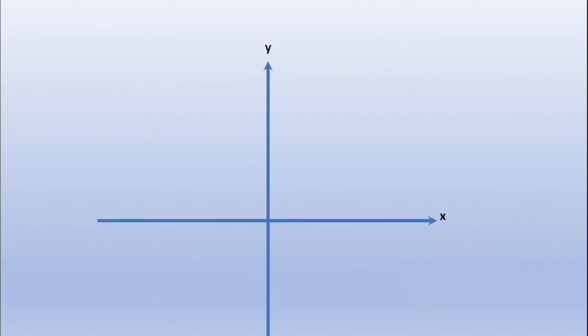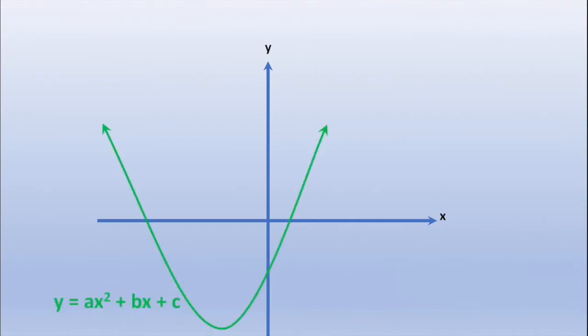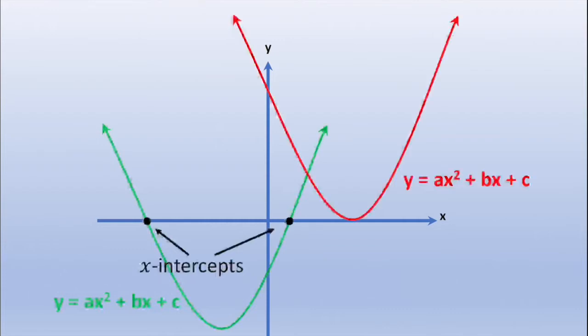So let's have a look at when we plot any quadratic equation. Alright, started off with the xy axis. So for any quadratic function, y equals ax squared plus bx plus c, for example this one, we can see that there are actually 2 points when this parabola crosses the x-axis. These are the x-intercepts.